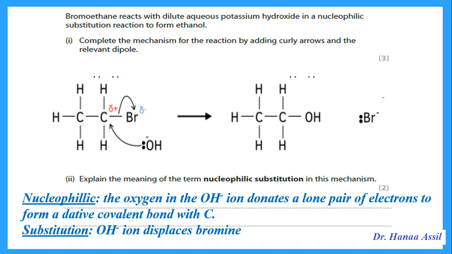What does nucleophilic substitution mean? Remember, the word nucleophilic means the oxygen in the OH minus donates a lone pair of electrons to form a dative covalent bond with the carbon. The word substitution means the OH minus ion displaces the bromine, so the OH replaces the Br.